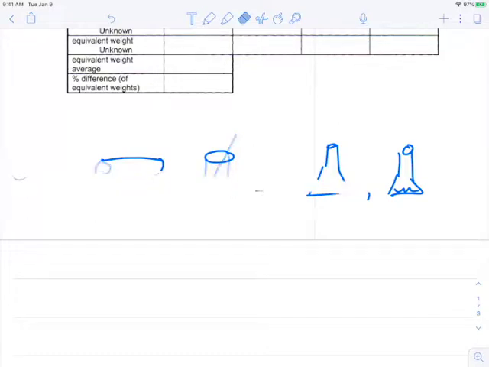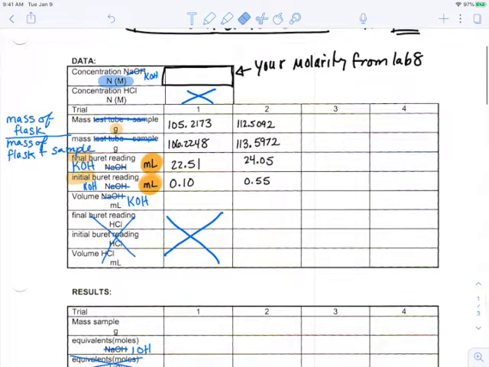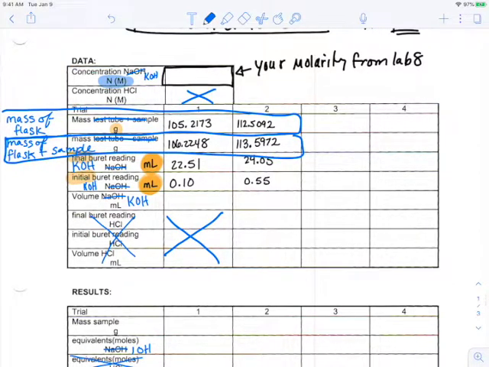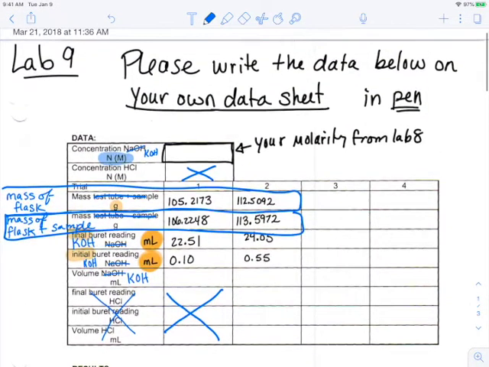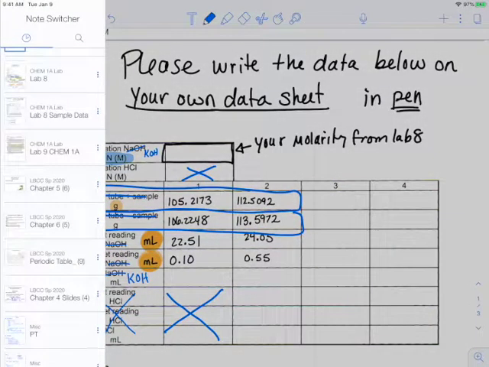Okay. Was that your question from before? Yeah, because it looks kind of like, yeah. Okay, yes, so that's for trial 1 and for trial 2, where the mass of the flask is these right here, and then the mass of the flask plus the sample are those right down there. All right, so any other questions so far from our Lab 9? Okay, so let's start talking about our calculations.